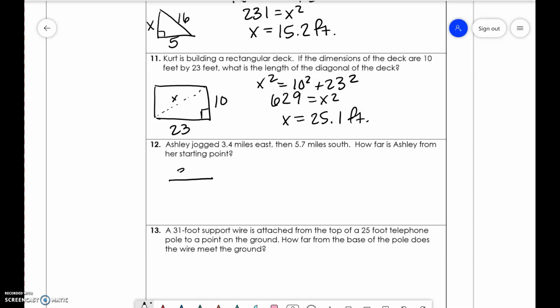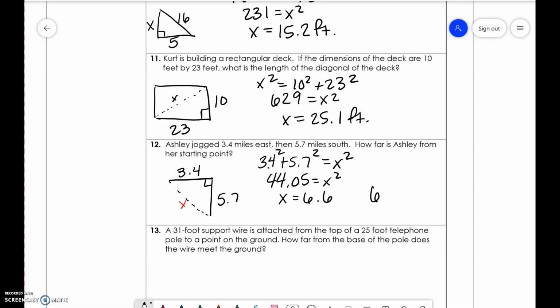Ashley jogged 3.4 miles east and then 5.7 miles south. How far is Ashley from her starting point? So this is a right triangle problem. So 3.4 squared plus 5.7 squared is equal to x squared. So we have 6.6 miles.